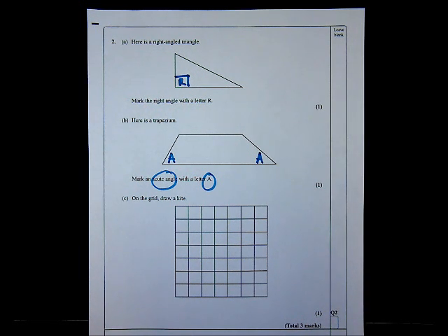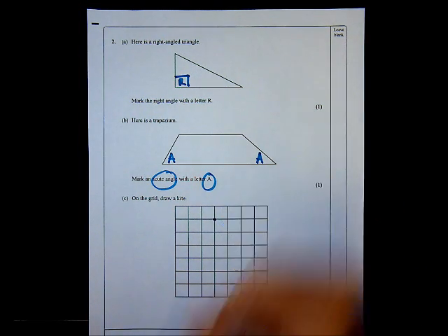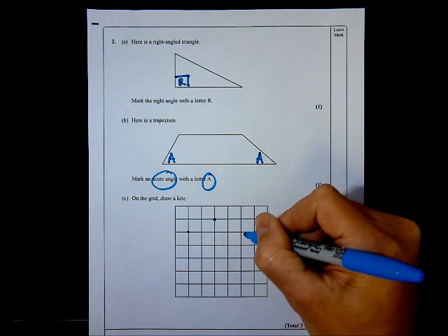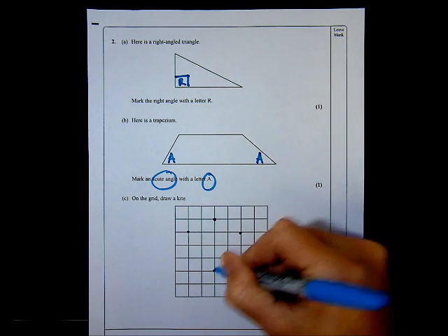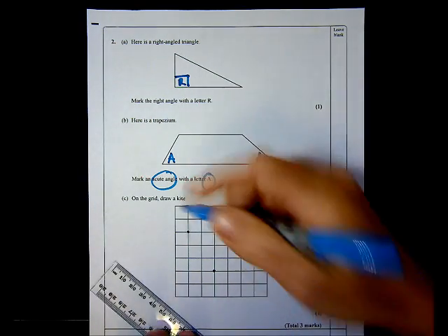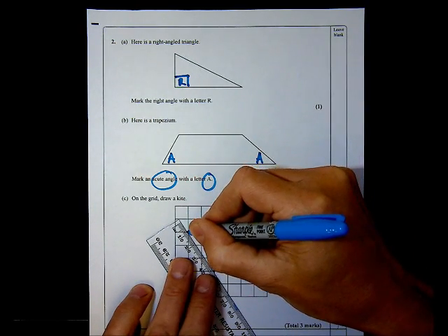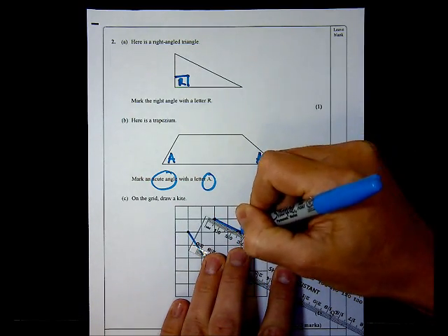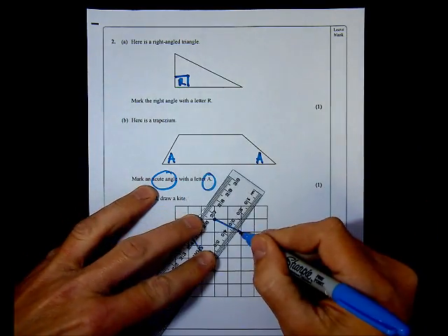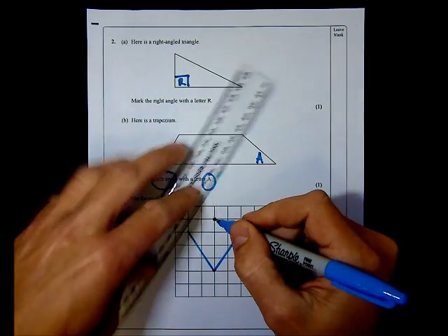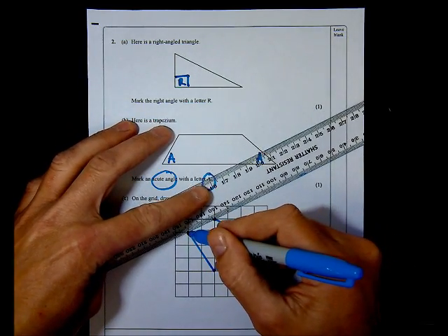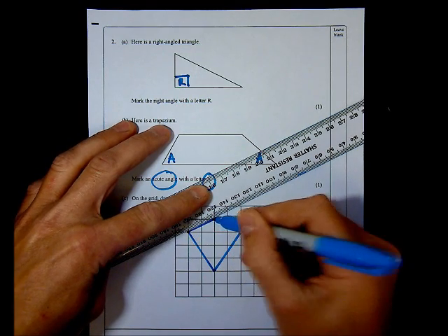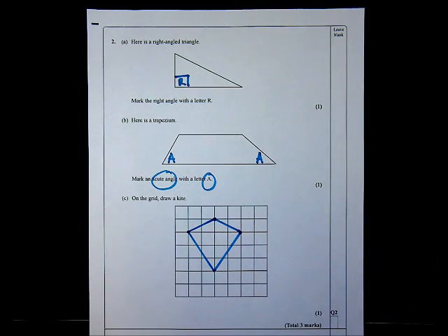In part C, on the grid I'm asked to draw a kite, so I need to make sure that it actually is on the grid. So I'm going to start off by marking the top of my kite, and then I just need to use the other points on the grid to make a kite shape. I need to join those up accurately with a ruler, making sure that I do actually use the points on the grid, not just close to the points on the grid. And again, this is much easier with a pencil, and you can draw a kite of any size, but that, with a little bit of effort, is what we're after.